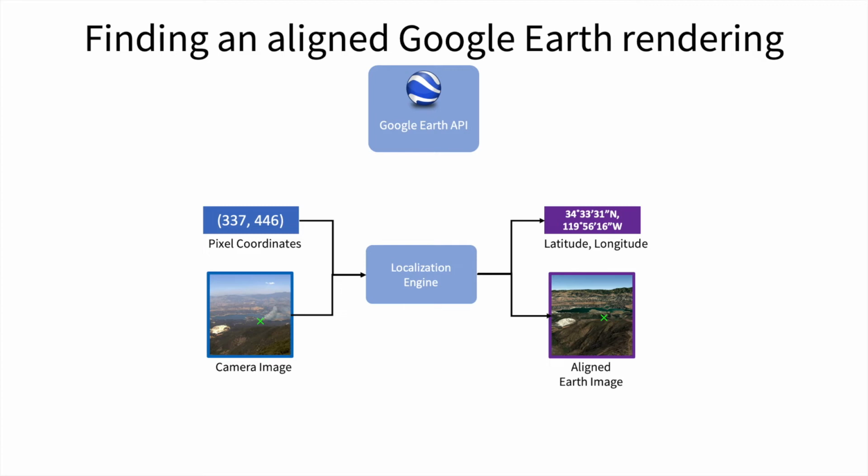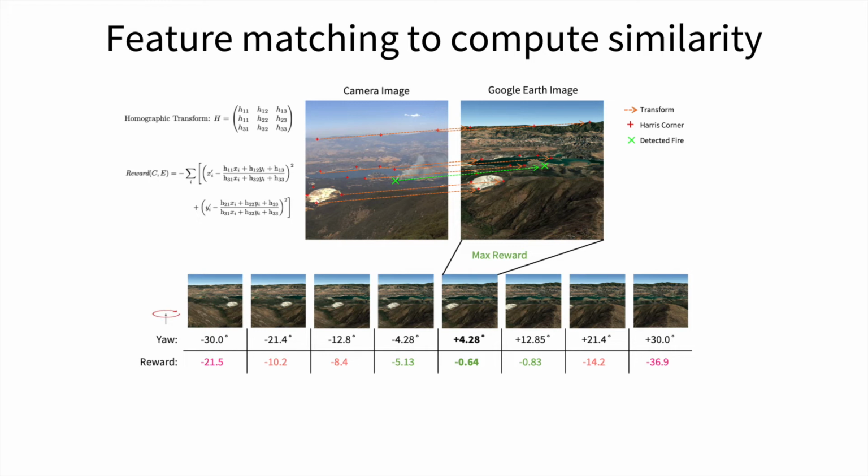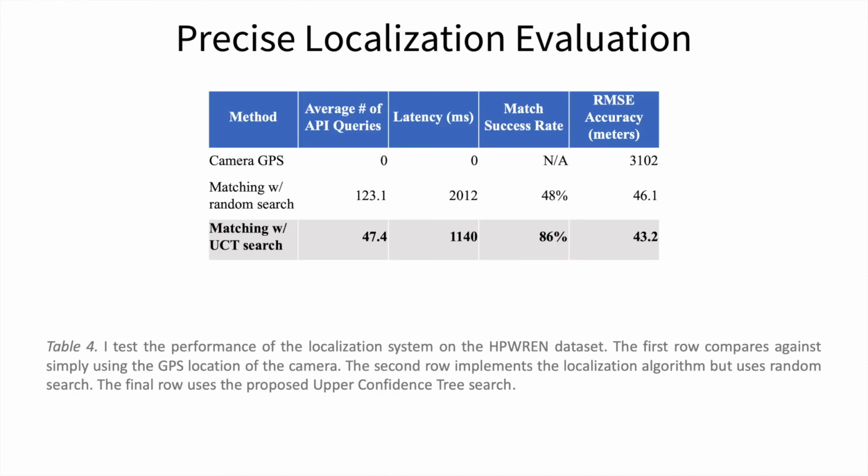To find this aligned Google Earth rendering, the module repeatedly queries Google Earth with an orientation to receive back a rendering. For each rendering, Harris corners are computed and a transformation is calculated between the rendering and camera features. I use an upper confidence tree search algorithm to efficiently explore the state space. Results on the same HP Red dataset show 86% alignment success rate and an RMSE of less than 50 meters when a match is found.